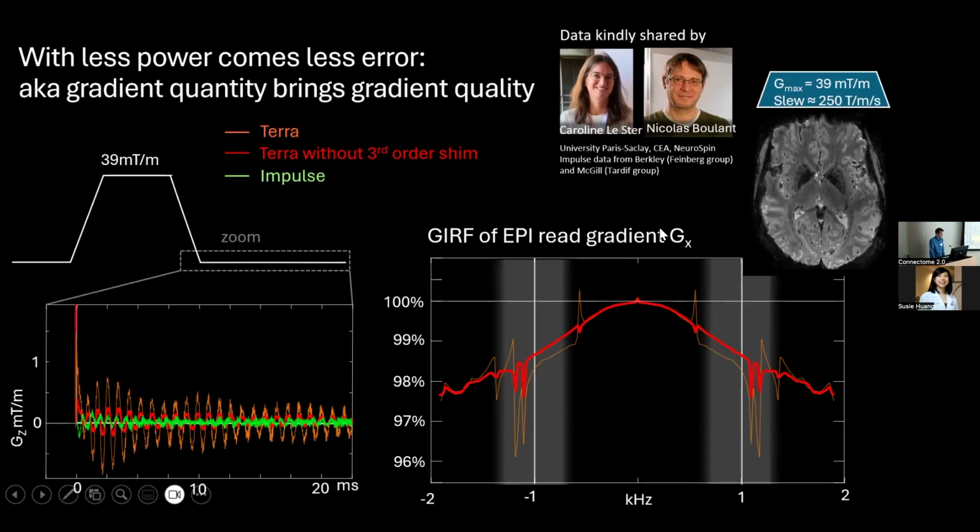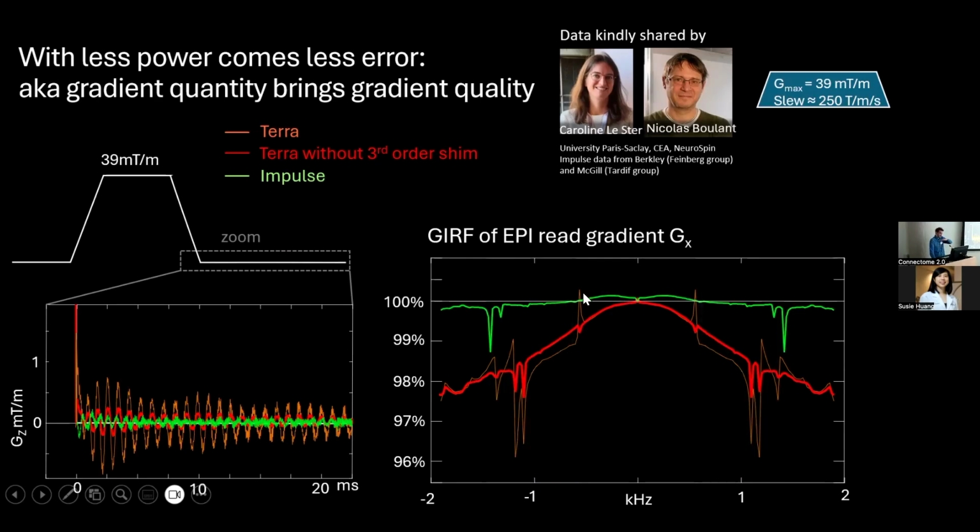However, when you do the same thing on an impulse scanner, it's almost perfectly flat, right? So you still have these forbidden frequencies and these mechanical resonances that do become a problem, especially also the beat frequencies of multiple of those. But if you play out the same pulse on an impulse scanner as you would on a conventional Terra scanner, it's much higher quality.